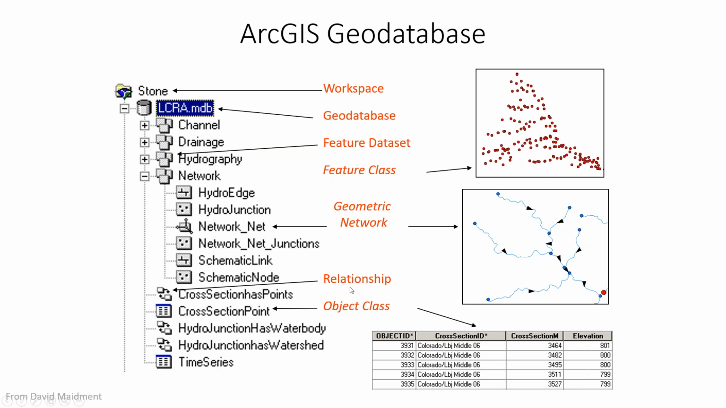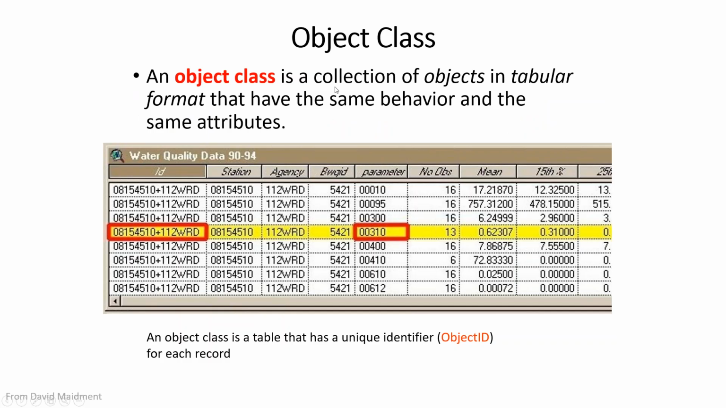There may be relationships. There may also be tables referred to as object classes that don't have any spatial information associated with them unless you make that link in the database. So an object class has a collection of objects in tabular format. So with databases, it's all tables and values and then key values that allow this parameter to be associated with another table.